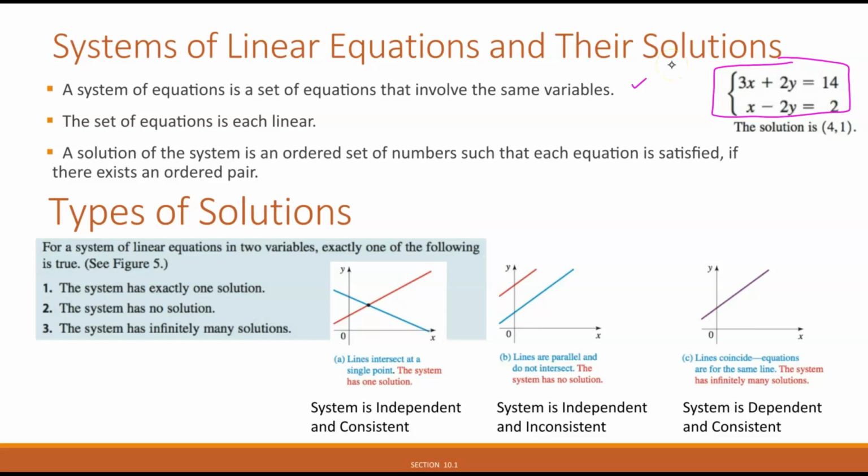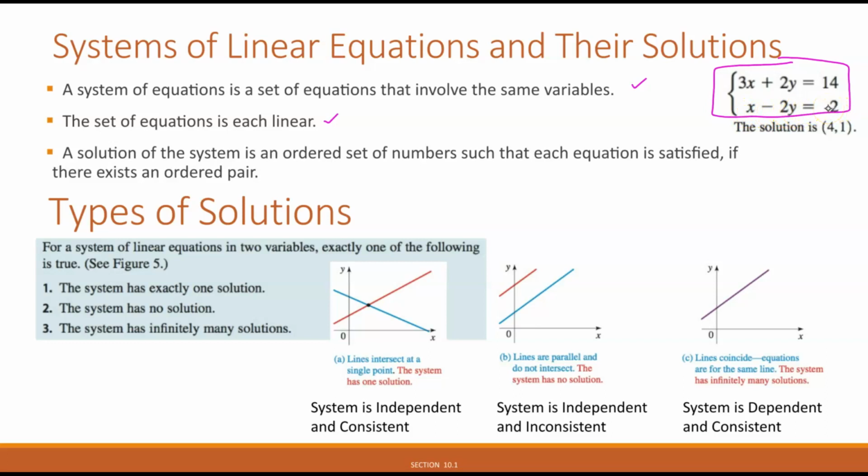The set of equations is linear. If I look at the variables, they all have a power of 1. So they are a linear set of equations. Since it's a linear equation, when we graph, we're going to get the graph of a line. A graph of a line for the first equation, a graph of a line for the second equation.